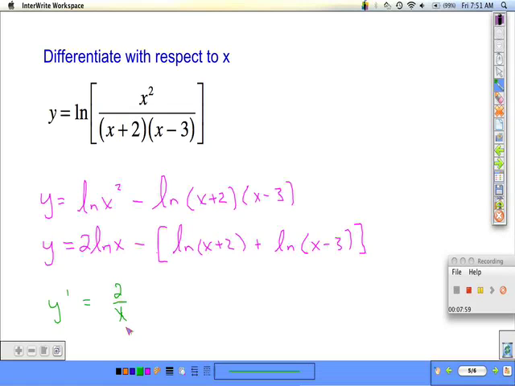Natural log of x, the derivative of that is 1 over x, so the first term becomes 2 over x, minus natural log of x plus 2, the derivative of that is going to be 1 over x plus 2, times the derivative of x plus 2, that's the chain rule, which is just 1, and then minus 1 over x minus 3. There's our derivative. Not as bad as it looked at the beginning.